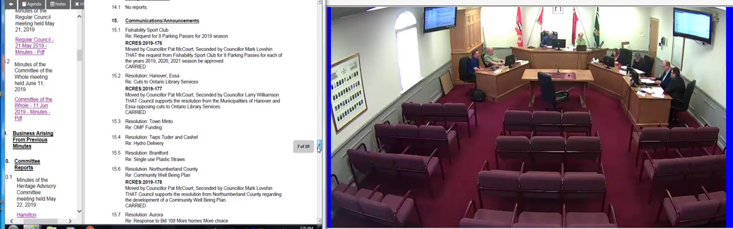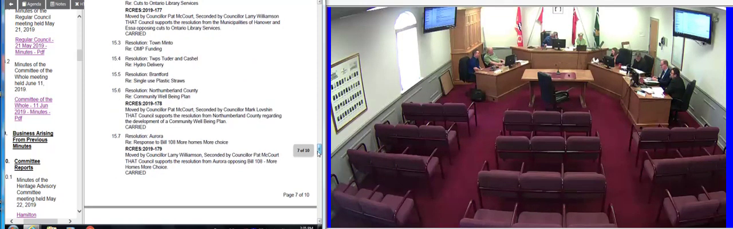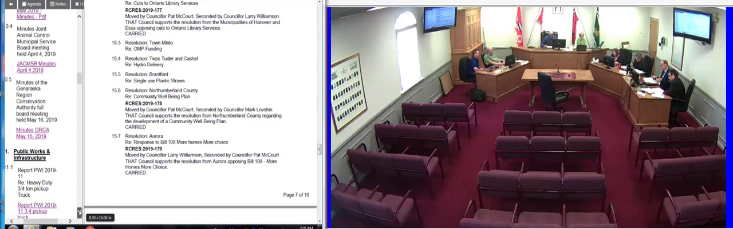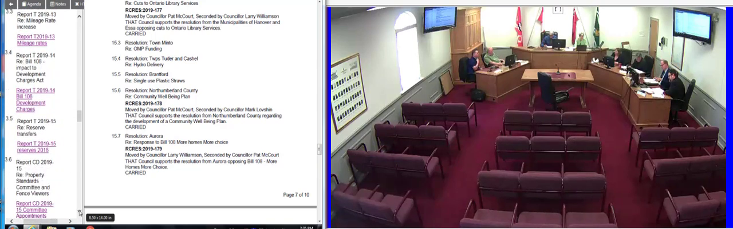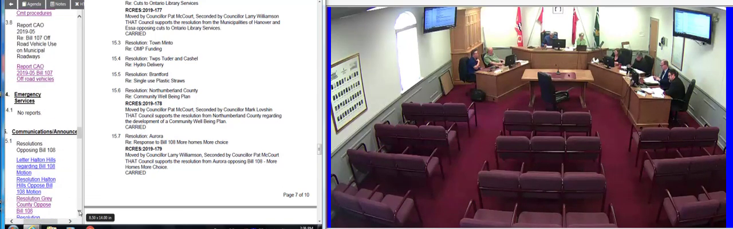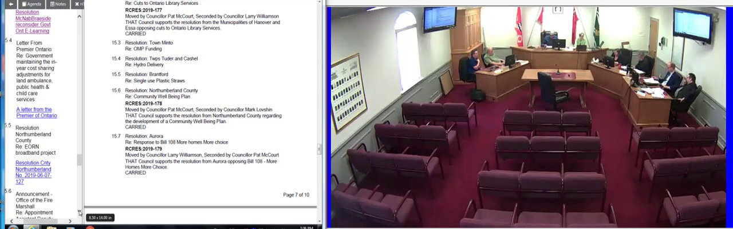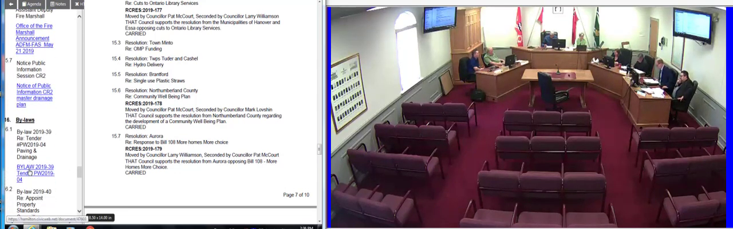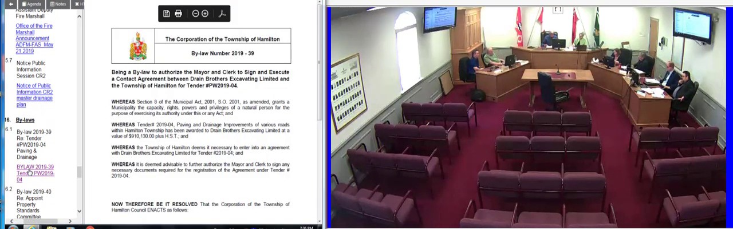16.1, bylaw 2019-39. Mover and a seconder, please, that bylaw 2019-39 being a bylaw to authorize the mayor and clerk to sign and execute an agreement with Drain Brothers Excavating Limited for the provision of paving and drainage improvements of various roads within Hamilton Township under tender number PW 2019-04 at a value of $910,130 plus HST, be given first, second, and third reading and finally passed this 18th day of June. Moved by Scott, seconded by Pat. Discussion? All in favor? That's carried.